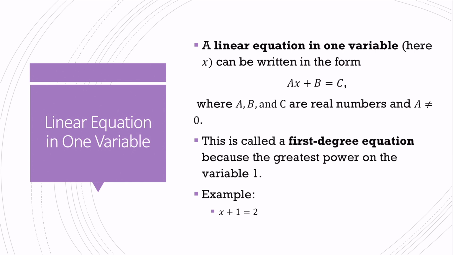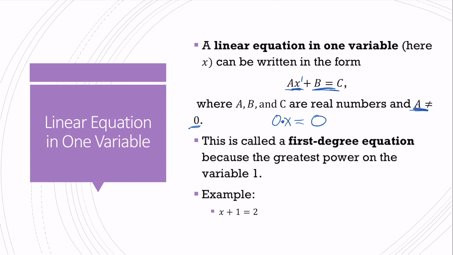They can be written in the form ax plus b equals c, where x is our variable and a, b, and c are real numbers. The number one thing that has to be true is that my a isn't 0, because if my a was 0, that x would go away, because any number times 0 is always going to be 0. We also call this a first degree equation because the greatest power on our variable is 1. You could think that there's an imaginary exponent of 1 up there, and we'll discuss exponents and how to work with them more in module 4.